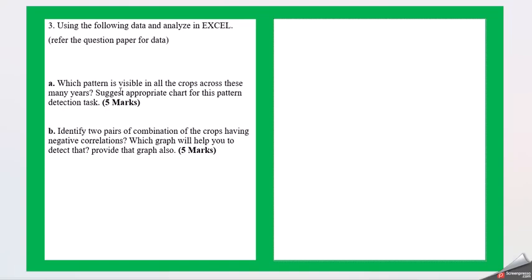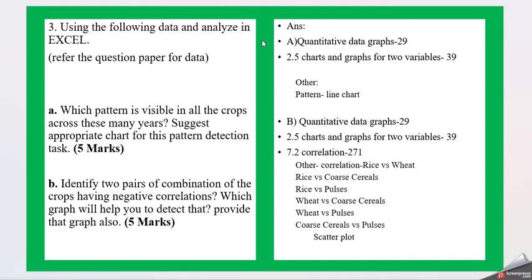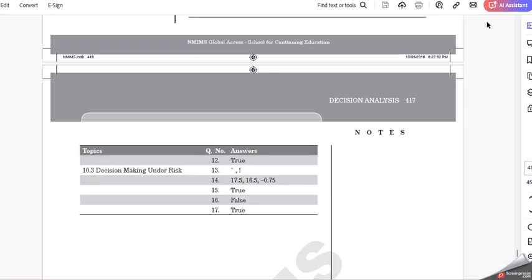Which pattern is visible in all the crops across these many years? Suggest an appropriate chart for this pattern detection task. Part B: identify two pairs of combinations of the crops having negative correlation. Which graph will help you to detect that? Provide that graph also. Here you can see the quantitative data graphs, the basic graphs you can follow in chapter 2, page number 29.